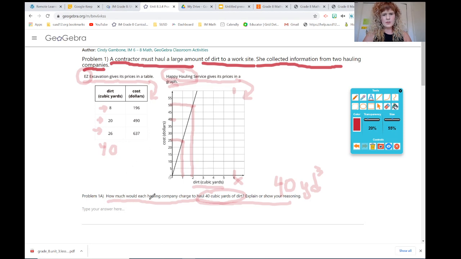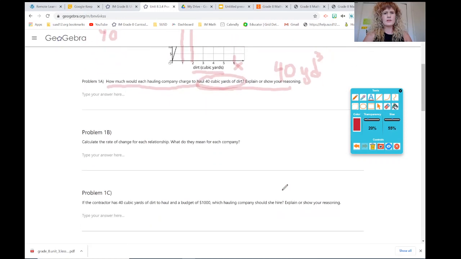Right down here, how much would each hauling company charge to haul 40 cubic yards of dirt? Explain or show your reasoning. So tell me what their price per yard is. If you don't explain your reasoning, I'm going to be very disappointed. Don't just copy my answers.